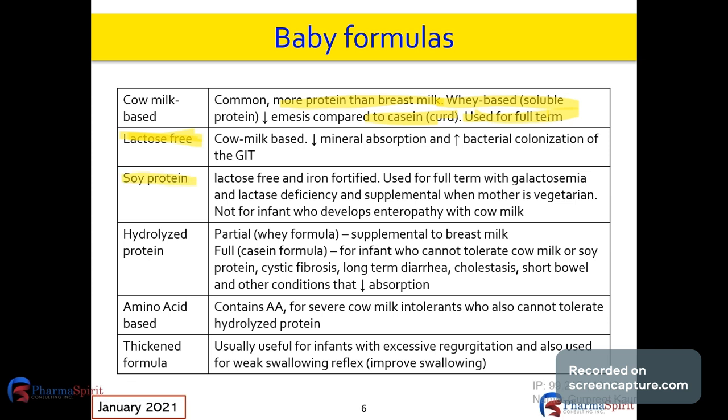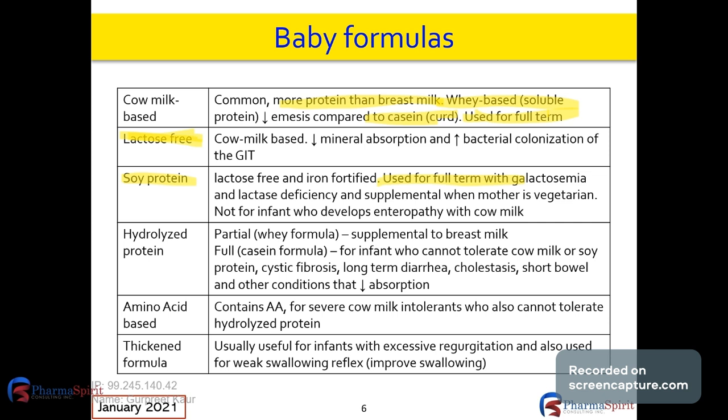There is also soy protein based formula. Soy protein based formulas, by definition, are lactose free, and all of them are iron fortified because the soy protein does not contain iron. So they have to add iron, and by definition, because they are milk free, they are lactose free. The soy based formulas are used for full term, but not for all the children.